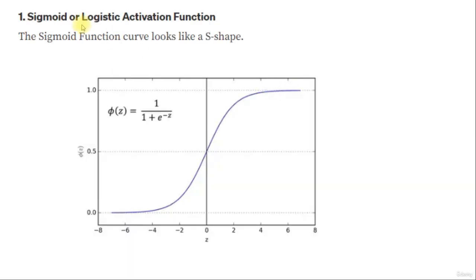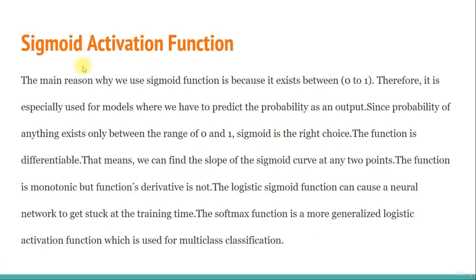The first and the most important one is the sigmoid or logistic activation function. The sigmoid function curve looks like this. This is the mathematical equation for the sigmoid activation function: 1 upon 1 plus e to the power minus z, and this is the entire range that you can see between 0 and 1 for the output on the y-axis. The main reason we use the sigmoid function is because its output exists between 0 and 1. Therefore it is especially used for models where you have to predict a probability as an output.